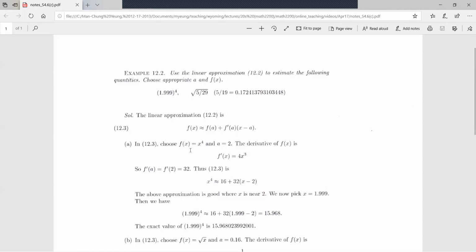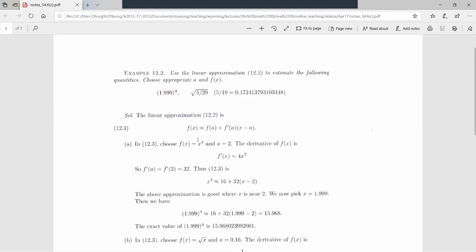Okay, now I have the function f and the point a. Now let me compute the function derivative at a. Take the derivative of the function. Then I get 4x to the third. Now plug in 2 for x. 4 times 2 to the third is 32.